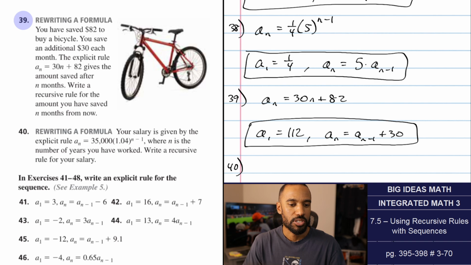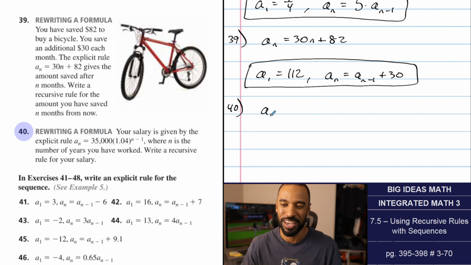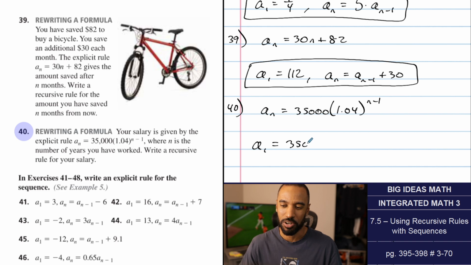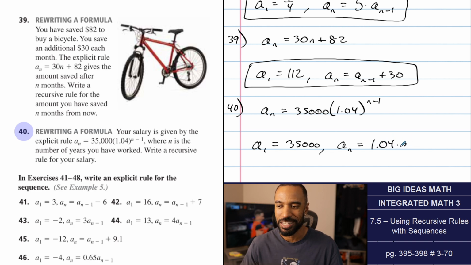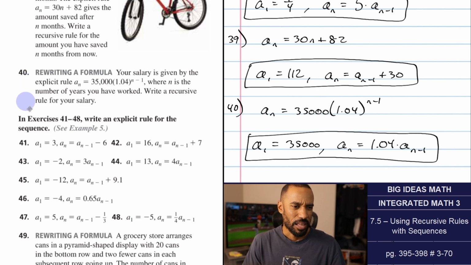Rewriting a formula. Your salary is given by the explicit rule 35,000 times 1.04 to the n-1 power, where n is the number of years you've worked. Write a recursive rule for your salary. So it is just more of the same. This is geometric, and you have first term and common ratio given the n-1 nature. So your first term is $35,000 for that year. It looks like we're increasing 4% per year. Not that they want us to interpret it. But you are multiplying your previous year's salary by 1.04 to get that raise? Is that what they said? No, it's just the salary. That's how salaries kind of work that way.